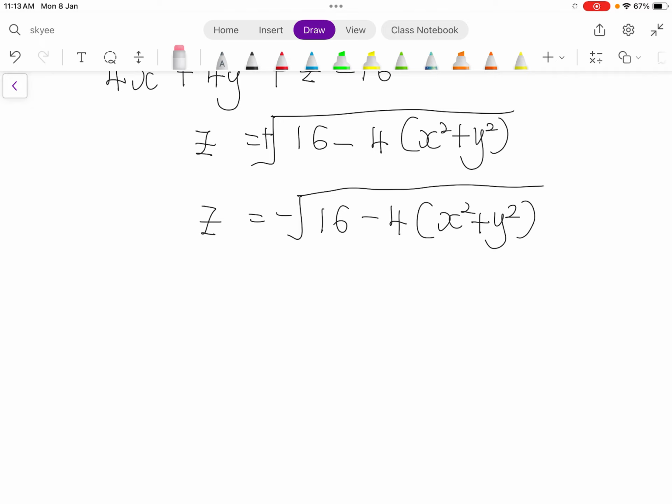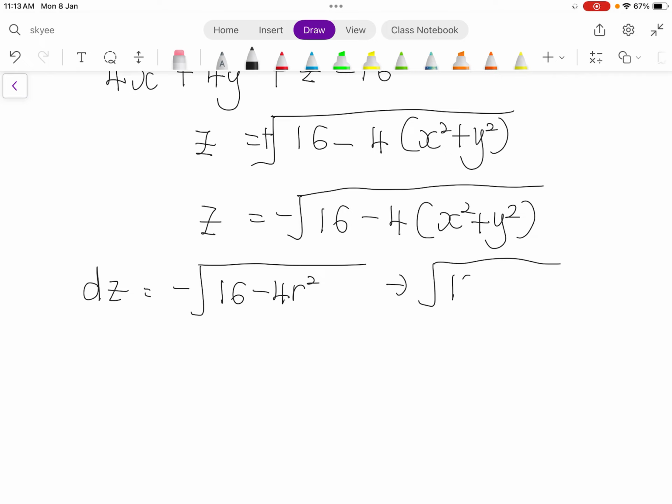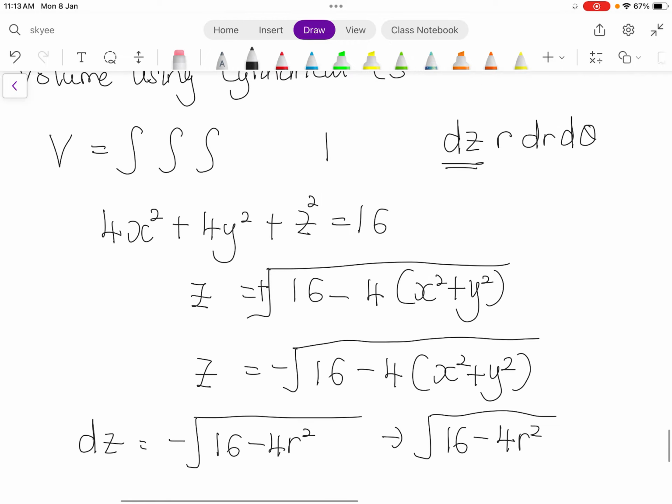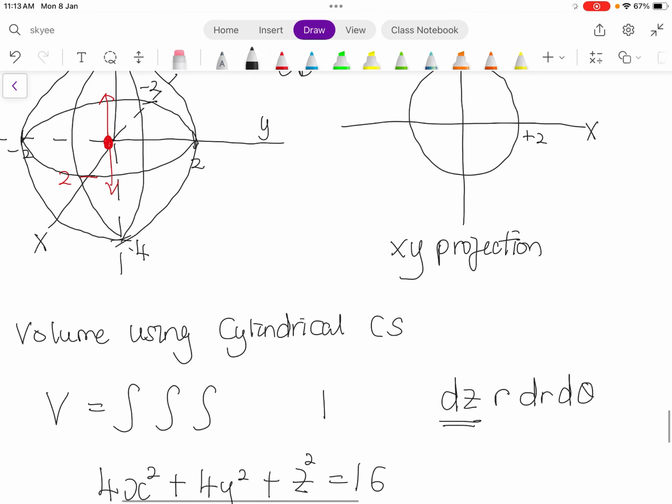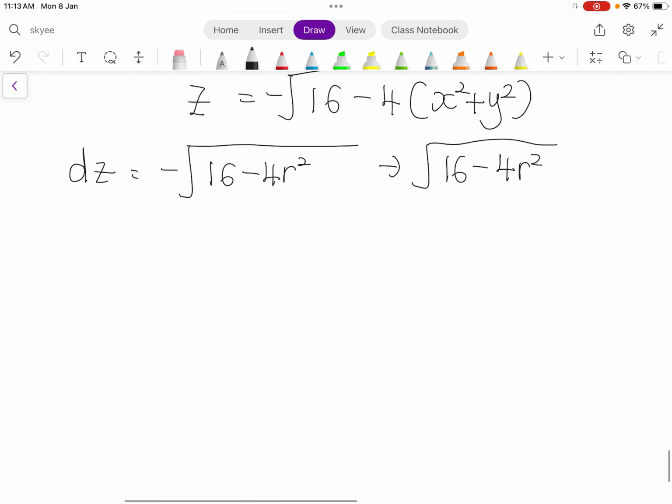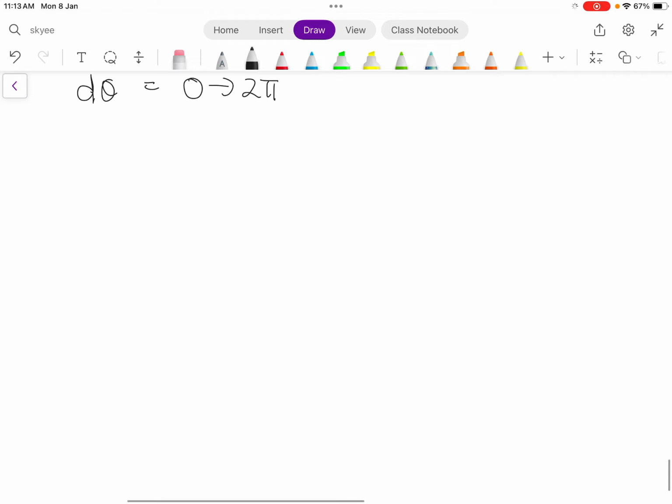So let me write down the dz interval. The dz interval will be from the negative, so I convert it directly, 16 minus 4r squared, to 16 minus 4r squared. Next is the r. The r has to refer to the projection. So the r has a radius of 2. So the dr will be from 0 to 2, and the d theta will be from 0 to 2 pi because it is a complete circle, right?